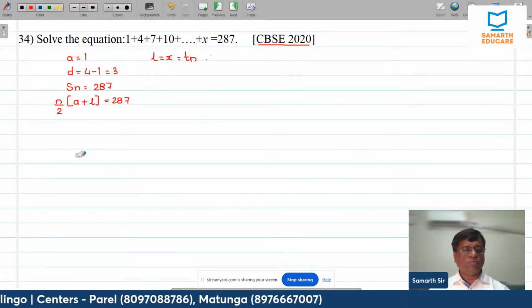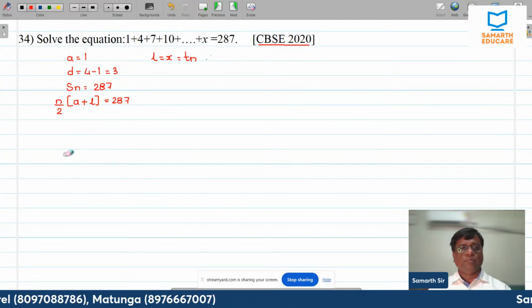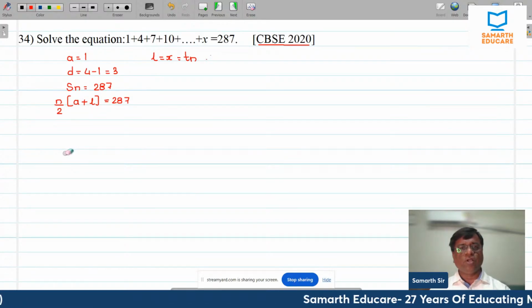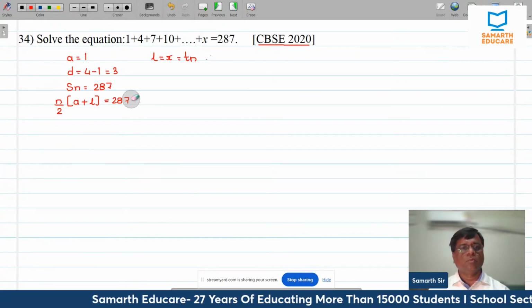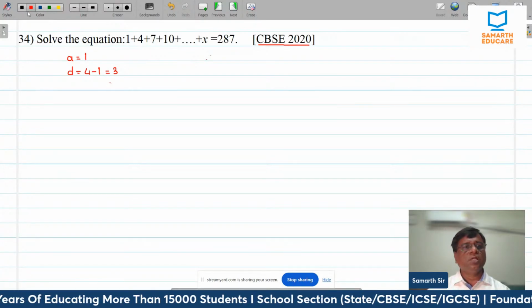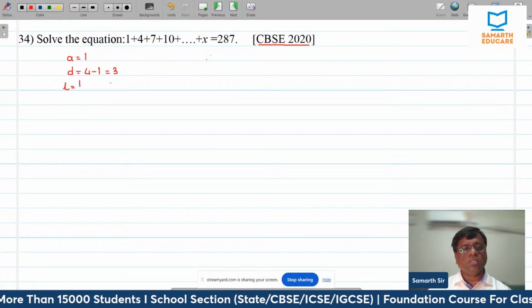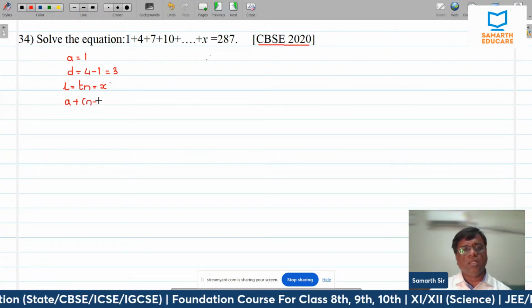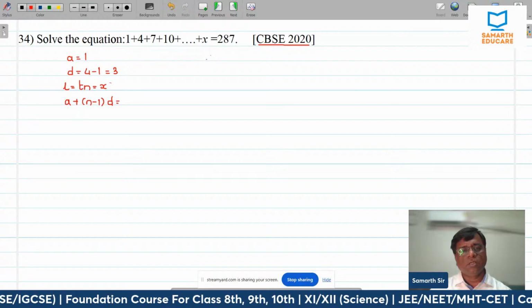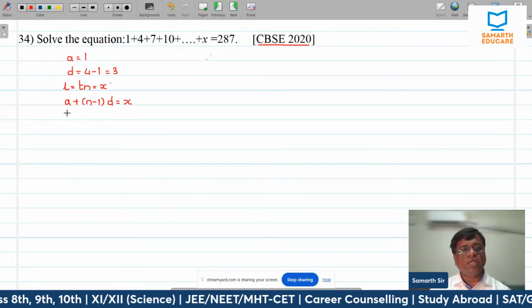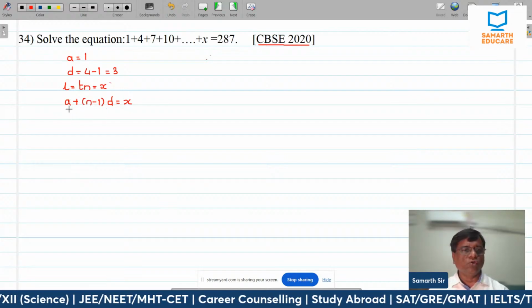let us think about this problem. What can be done? We have to solve the equation. That means we are supposed to find the value of x, but we don't know the value of n. So let me first consider this. L is the nth term, and that is equal to x. That means A plus (n minus 1) into D is equal to x, right? So the value of A is 1, and we also have the D value.